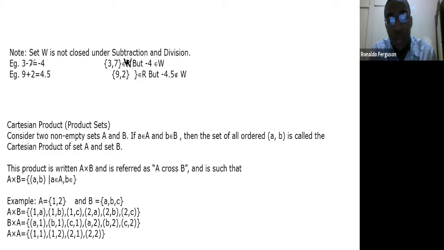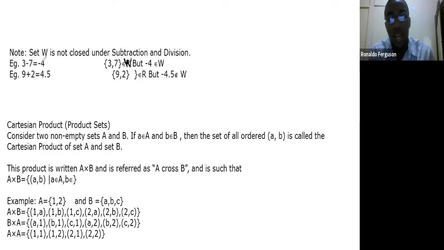Now this would actually be closed under real numbers because 3 and 7 are real numbers, and the result negative 4 is a real number, and so the set would be closed under the real number system. But it would not be closed under whole numbers because 3 is a whole number, right? 7 is a whole number, but 3 minus 7, the result, is not a whole number, and so it cannot be closed under whole numbers. Don't worry, we're going to do a lot of examples so that we can see how these things work.